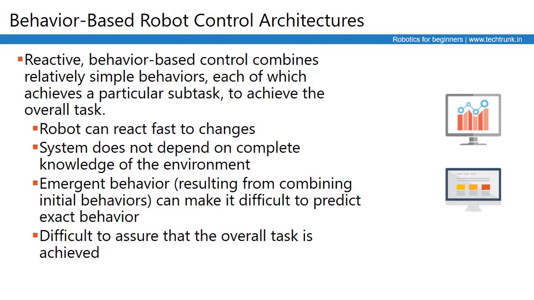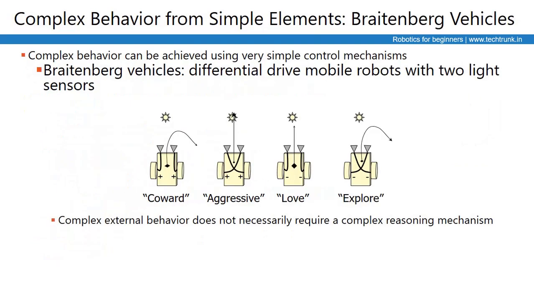The emergent behavior resulting from combining the internal behaviors can make it difficult to predict the exact behavior, and it is difficult to assure that the overall task is achieved in a behavior-based architecture. There is some complex behavior from simple elements. The slide is taken from Braitenberg's book, Vehicles, in the Real World. Braitenberg Vehicles are one of the easiest ways to understand that using simple techniques, complex behavior could be easily analyzed and easily made.